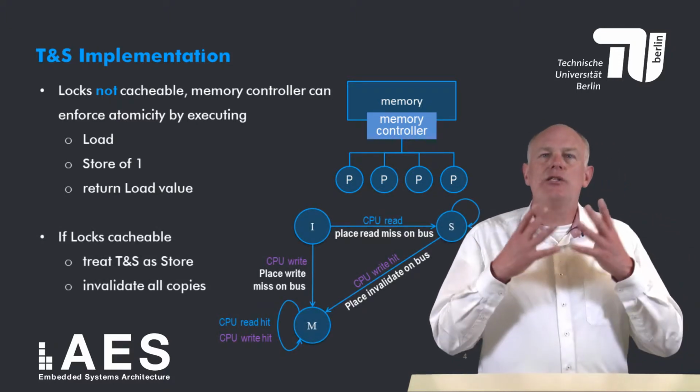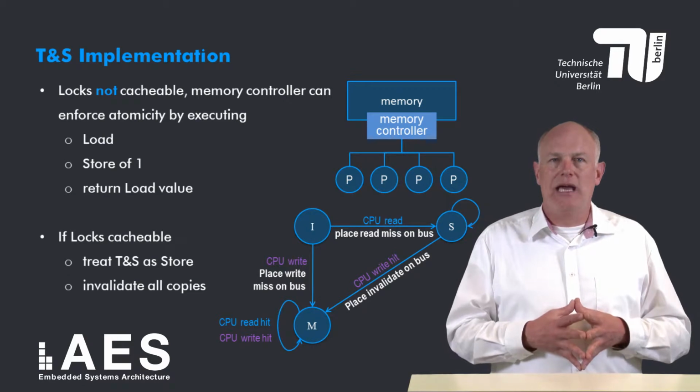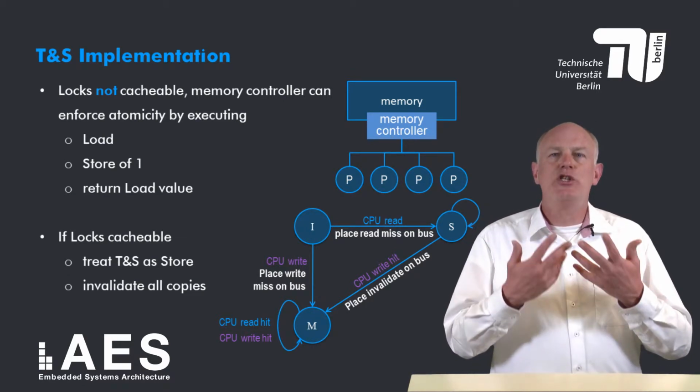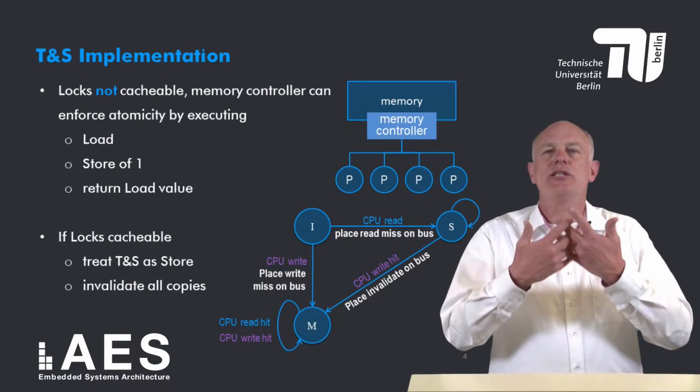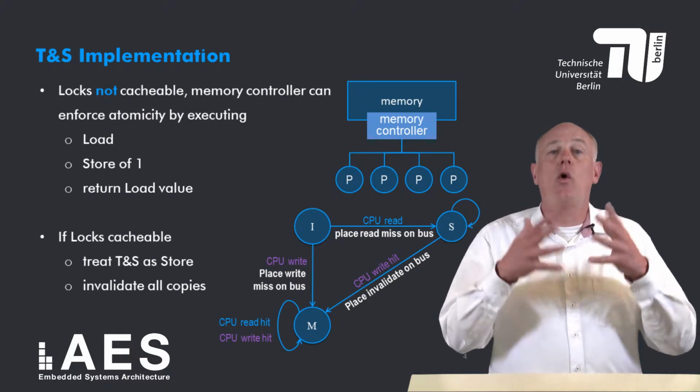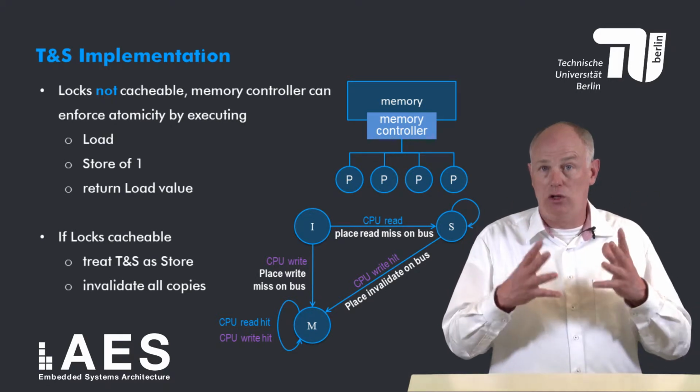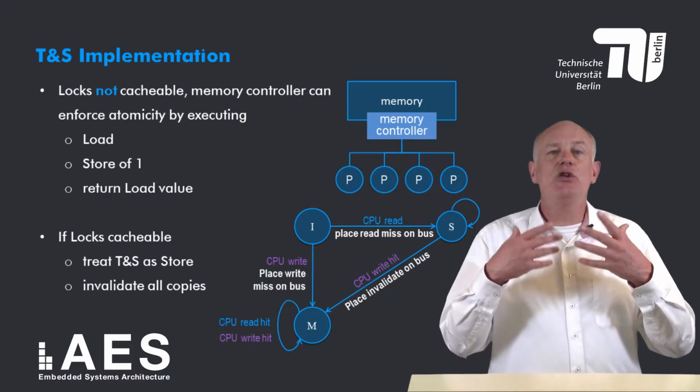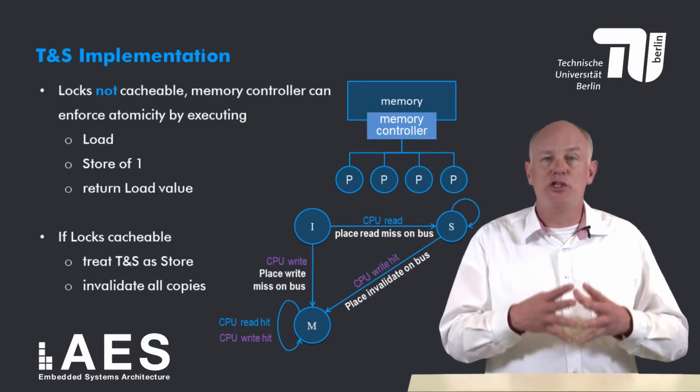The second solution allows locks to be cached. In this case, we should treat test and set as a store, which implies that all other copies of the block containing the lock variable need to be invalidated before the store occurs.